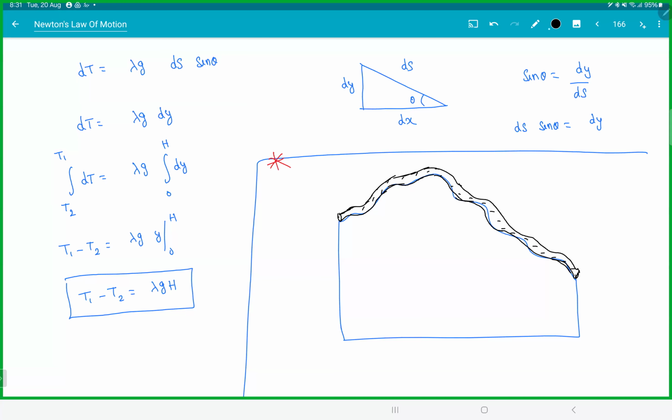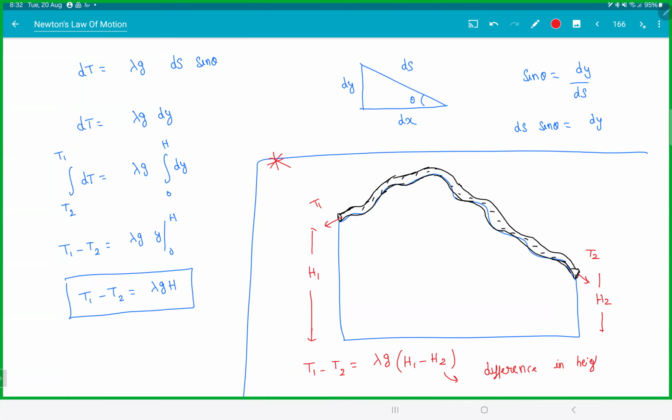And let's say at this point, this height is h1. This height is h2. At this point, the tension is T1. At this point, the tension is T2. The difference in tension, T1 minus T2, is lambda g times the difference in height. h1 minus h2 is the difference in height between the two ends. It doesn't matter about the shape.